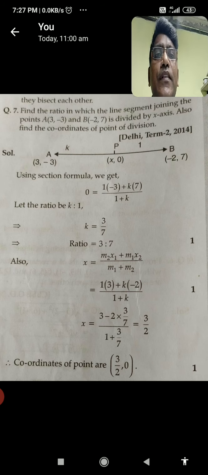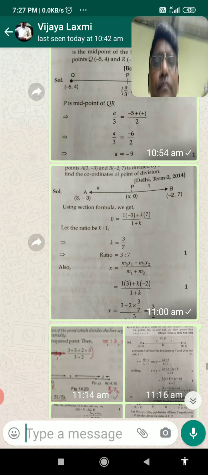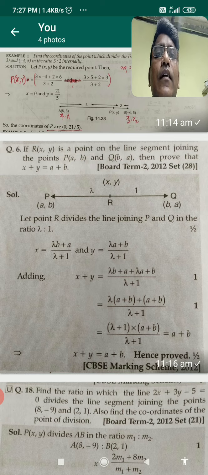This is compulsory in CBSE exams. Clear to you? And you see here, one more sum I will try to explain here.